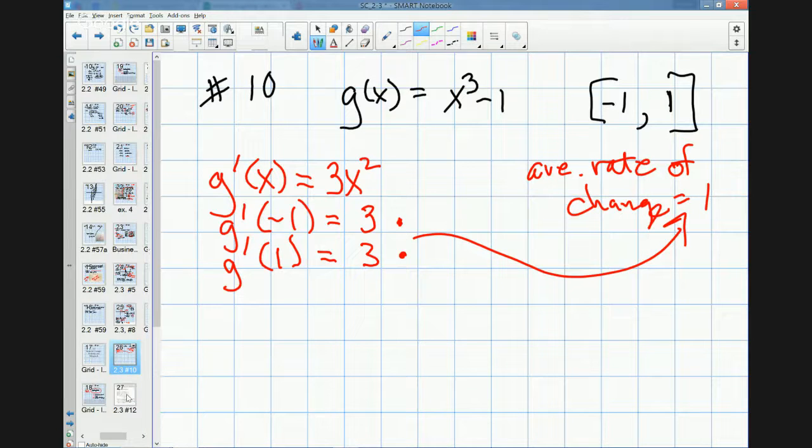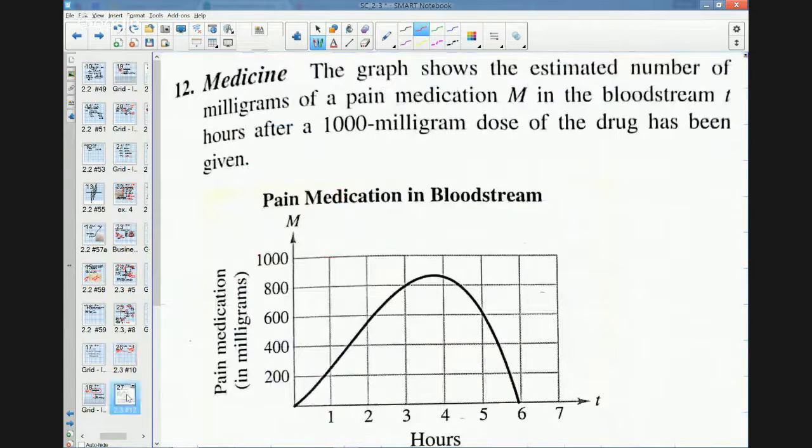Then I want to do number 12. Let's talk about that one. It's pretty graphical, and sorry, this is a little bit distorted, but you know, take a picture of a page in the book, and because of the margins and the binding, things get curved. But anyway, number 12, medicine. The graph shows the estimated number of milligrams of pain medication, M, in the bloodstream T hours after a 1,000 milligram dose of the drug has been given.